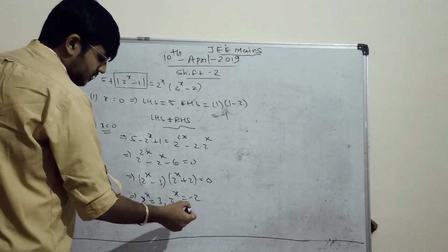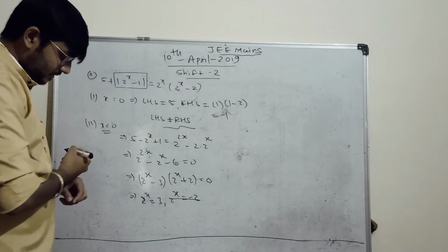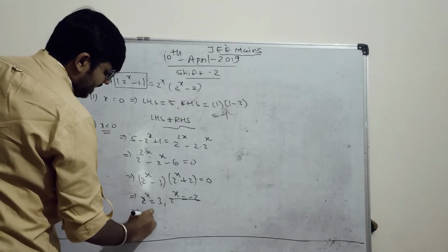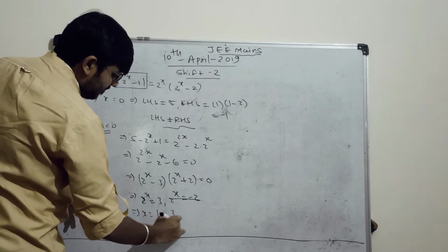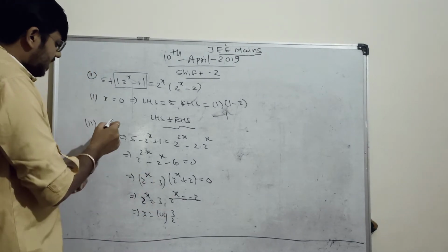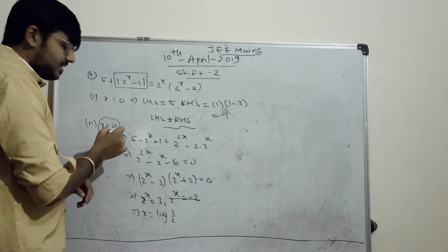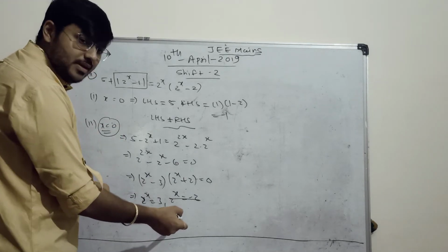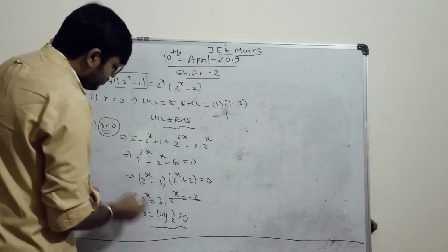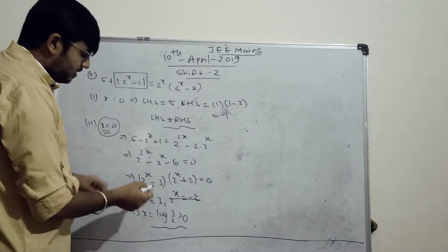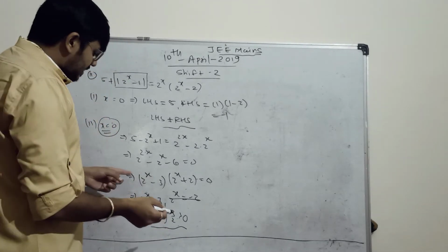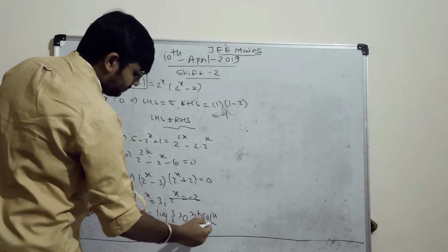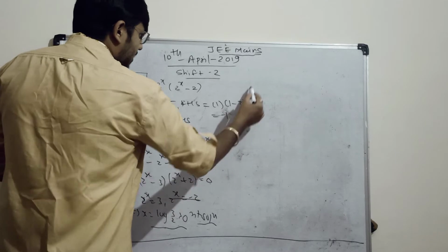So 2 raised to x equals 3, or 2 raised to x equals minus 2. Now 2 raised to x equals minus 2 is not possible, right? And 2 raised to x equals 3, so from this we can get x as log 3 with base 2. But the condition of x we assumed is x less than 0, and log 3 with base 2 has a positive answer. So these two are not consistent with each other, right? So this is not the solution. So let's talk about the third condition.